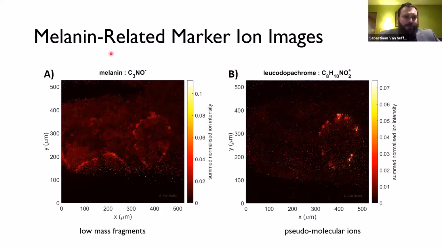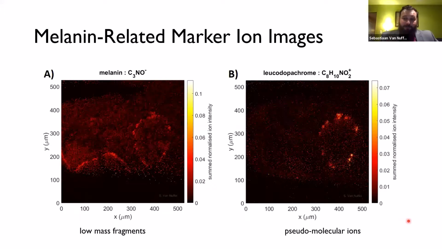And then when we compare our known melanin markers, which are low mass fragments, we see that there's a very high background, and that those ions also appear elsewhere in our image. And that makes sense because these are low mass fragments, which are not very specific. They can be produced by a wide range of different molecules. Then when we have a look at our presumed pseudomolecular ions of leucodopachrome, we can see that it uniquely localizes, or almost uniquely localizes, in the retinal pigment epithelium.